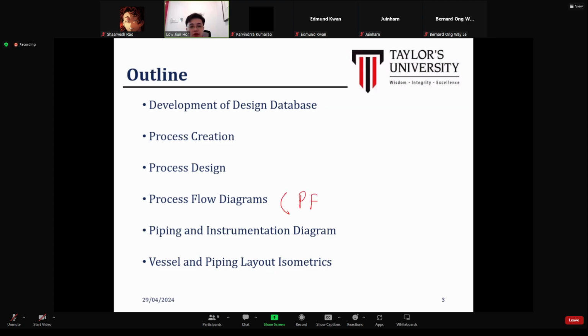The PFD is very important because later we will proceed to design the unit operations, for example the mechanical design, or even the P&ID, the piping and instrumentation diagram. All of them are developed based on the PFD that we have here. This one is the P&ID. Once we have come up with a complete P&ID and finalized it, only then can we proceed to prepare the piping layout and also the plant layout.